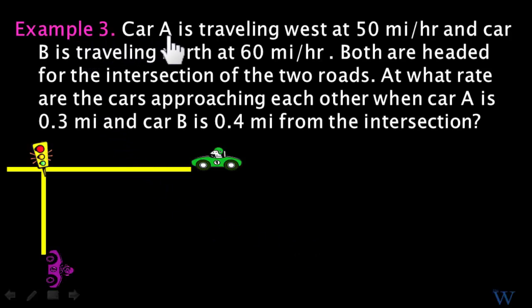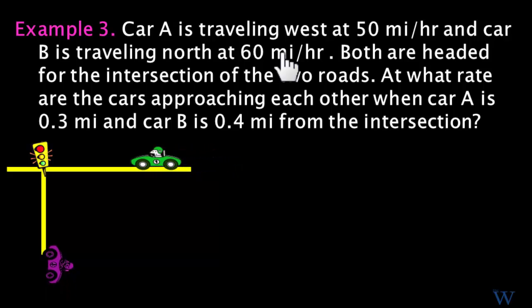Example 3. Car A is traveling west at 50 miles per hour. Car B is traveling north at 60 miles per hour. So car A is the green car, it's heading west. Car B is the purple car, it's heading north. Both are headed for the intersection of the two roads.